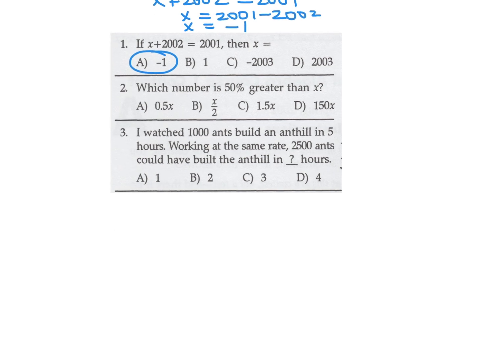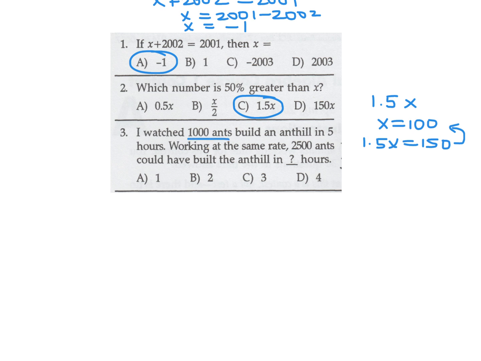Which number is 50% greater than x? Okay, well, 50% greater would be 1.5 of x. So that pretty much is all there is. For example, if x was 100, then 1.5 times x would be 150, right? And 150 is 50% greater than 100. So that's all that is.